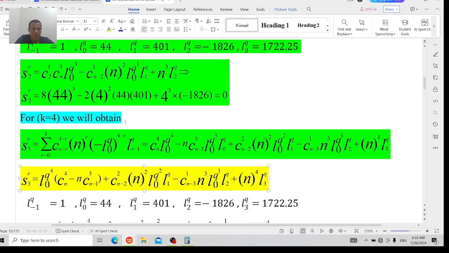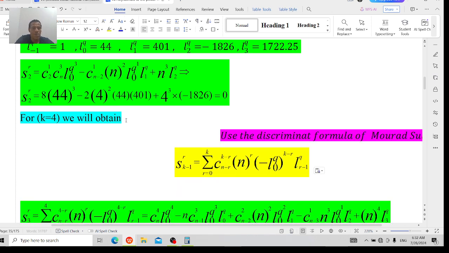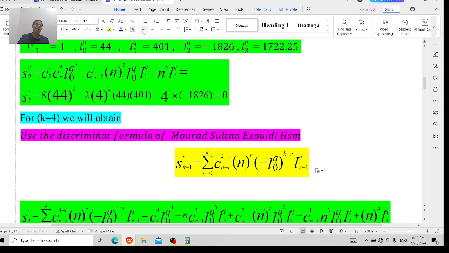So, learners, set k equals 0 where? In the discriminant formula of Mourad Sultan Ezouidi. This is the discriminant formula. Without this you cannot solve any polynomial to the power 3, 4, and so on. There are other relationships, other formulas for solving to the power n. But now I'm focusing on teaching you how to work with polynomials, and after that I'm going to give other methods for solving polynomials to the power n, of course using this one.